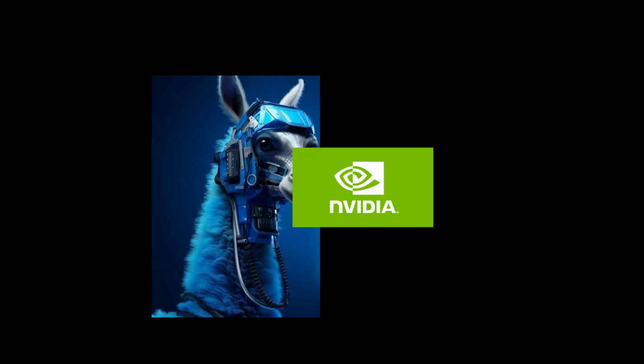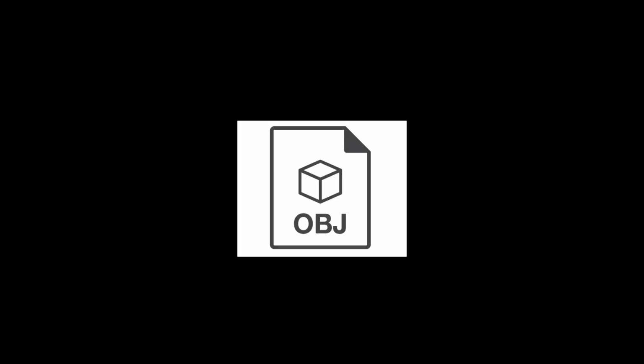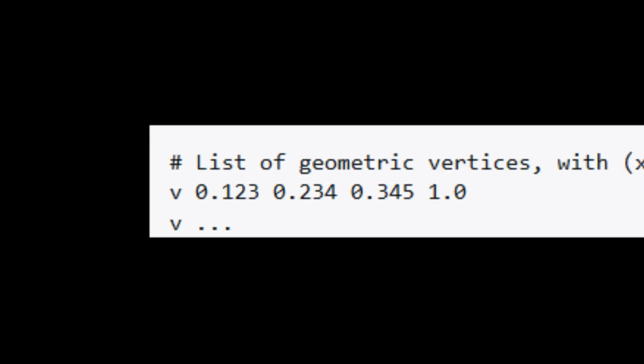Long ago, Meta released an open source language model called Llama. Want to learn more? Go to llama.com. Recently, NVIDIA took Llama, fine-tuned it, and called it Llama Mesh. Fine-tuned on what? Meshes. OBJ files to be exact. A common way to represent meshes with plain text. Like this. Got it? Good.